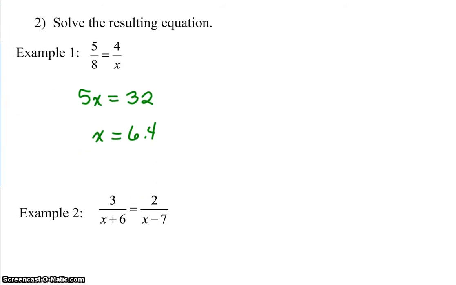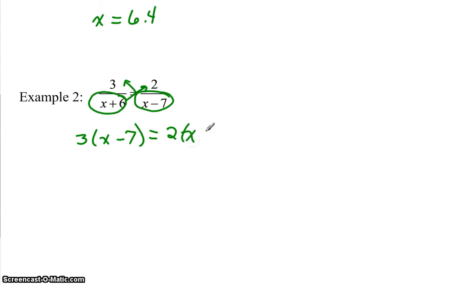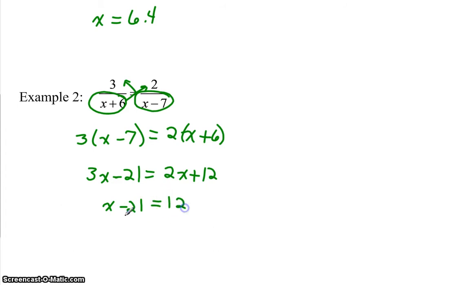Now this was a fairly simple example. Let's go to one that's a little bit more complex. Remember, when you're multiplying, I'm multiplying the entire x minus 7 by the 3 and the entire x plus 6 by the 2. So I get 3 times the quantity of x minus 7 equals 2 times the quantity of x plus 6, or 3x minus 21 equals 2x plus 12. And that gives me x minus 21 by subtracting 2x on both sides equals 12. Adding 21 gives me x equals 33.